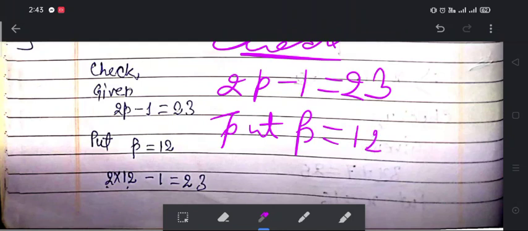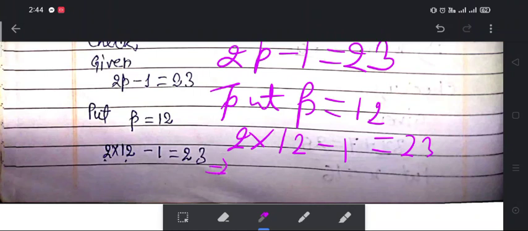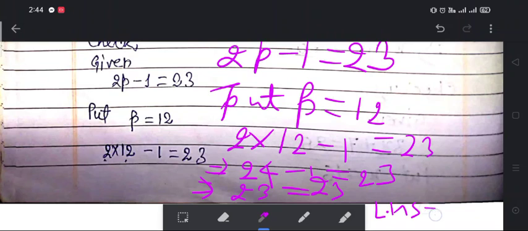So when we substitute p is equal to 12, we get 2 into 12 minus 1 is equal to 23, or this implies 24 minus 1 is equal to 23, or this implies 23 is equal to 23. That is, left hand side is equal to right hand side, which means that our solution is true.